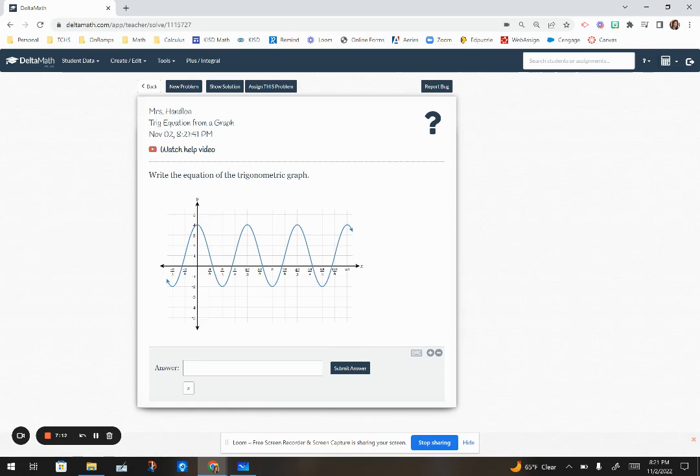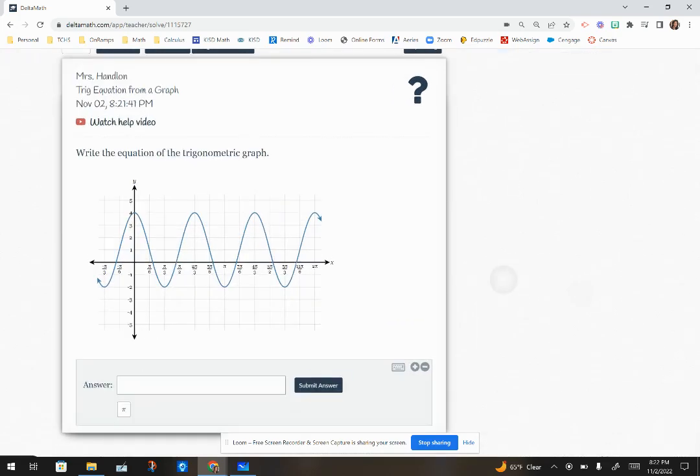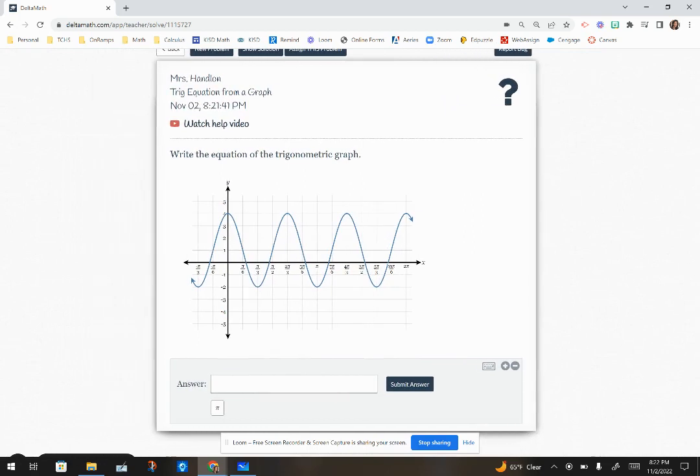Okay, so now we're going to the next section called trig equation from a graph. So now in this section, you're going to do what we did in the last one, okay? There's nothing different that's going to change. The only difference is that I'm giving you a graph and you have to pull the information from the graph. So you yourself have to pull the amplitude and the midline and the frequency and the period. You have to pull that information on your own without being given the information.